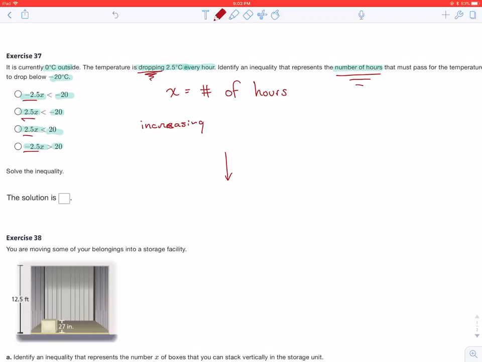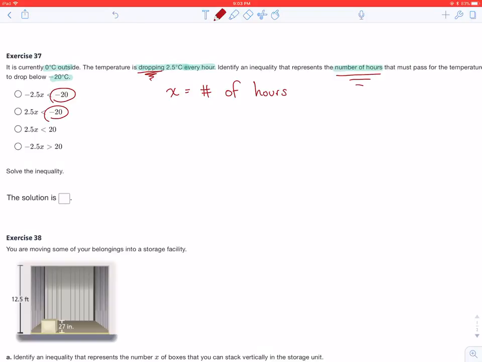So if the temperature is dropping, that's kind of like going down, it kind of makes sense that we would think about this as a negative rate. So it's a negative 2.5 degrees Celsius every hour, whereas increasing 2.5 every hour would be a positive 2.5 degrees Celsius per hour. And so because this is dropping, we're going to want to make our 2.5 degrees Celsius per hour a negative, because that represents that it's dropping, whereas a positive would represent that it was increasing.